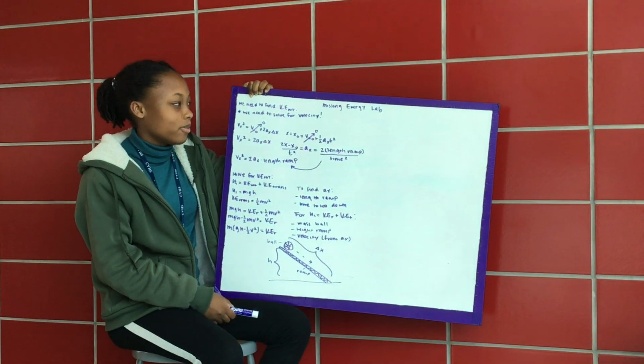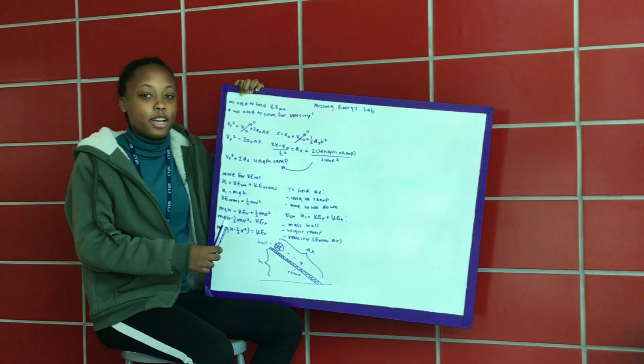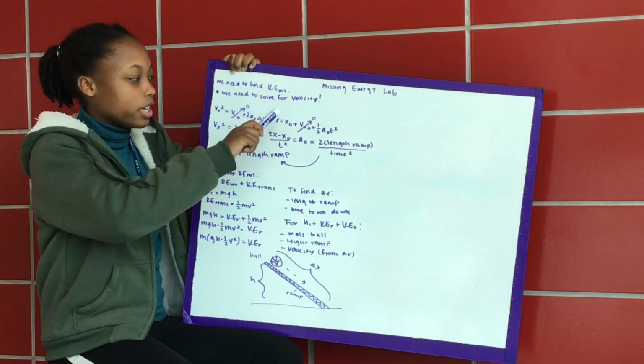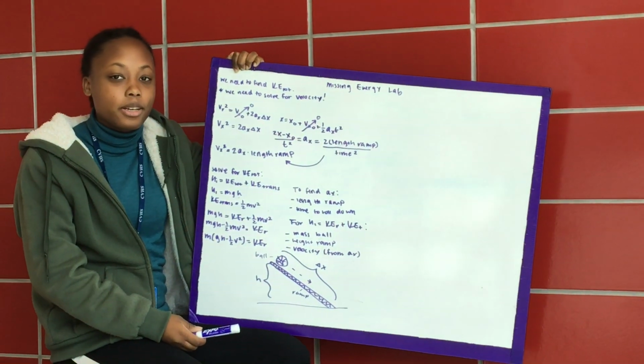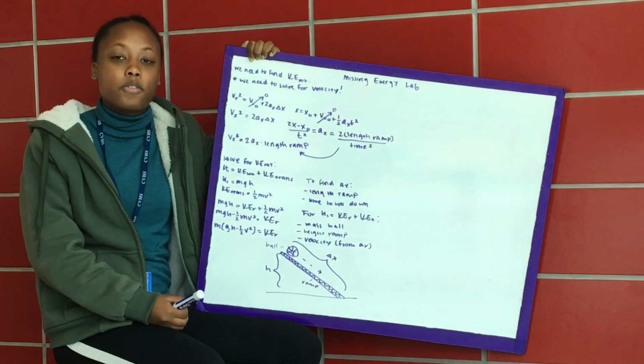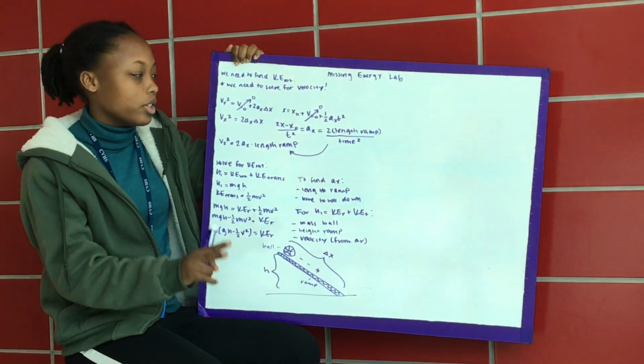These are the steps to how to find rotational kinetic energy in our energy lab. So to find rotational kinetic energy, we need to solve for velocity because that's a major part of the formula. To solve for velocity, we can use two kinematic equations.